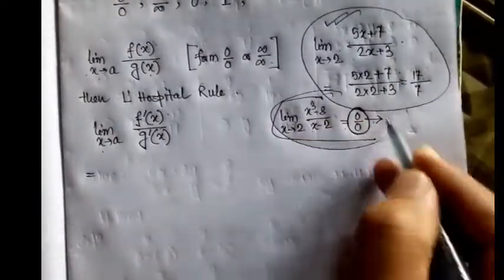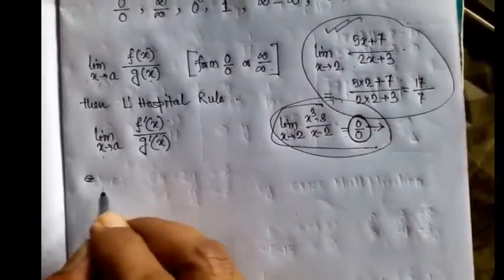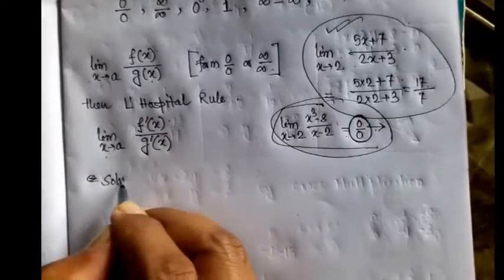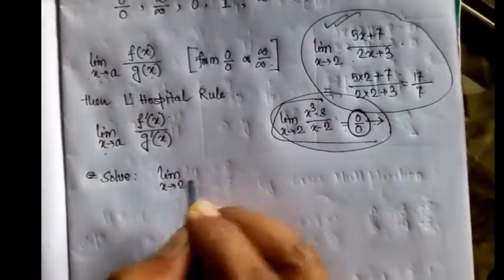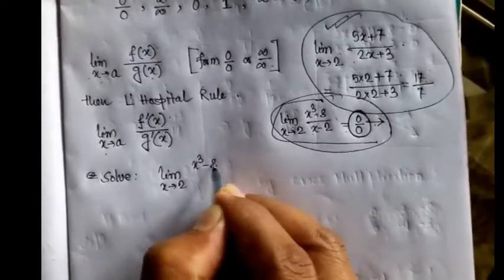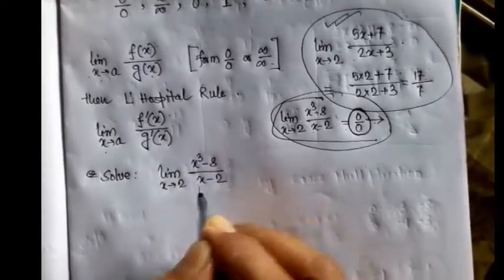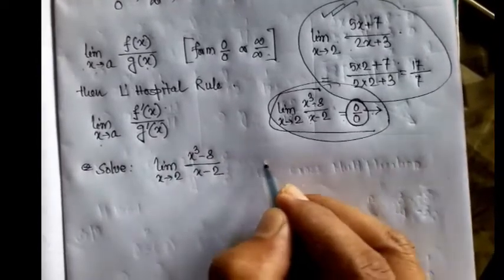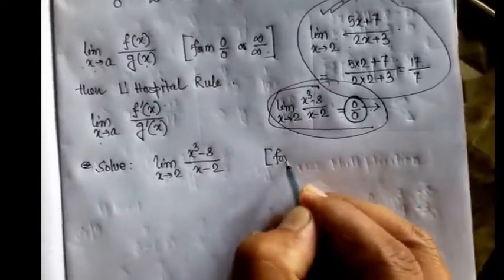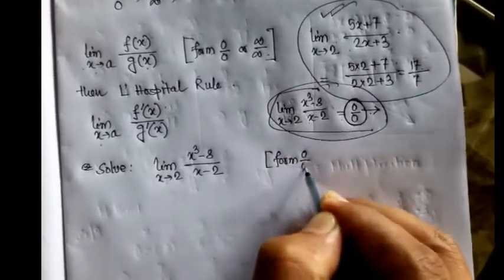I am considering this problem. Solve limit x tends to 2, x cube minus 8 by x minus 2. Here if you try to put x equals to 2, then the form will be 0 by 0. So just mention here the form, that is form 0 by 0.